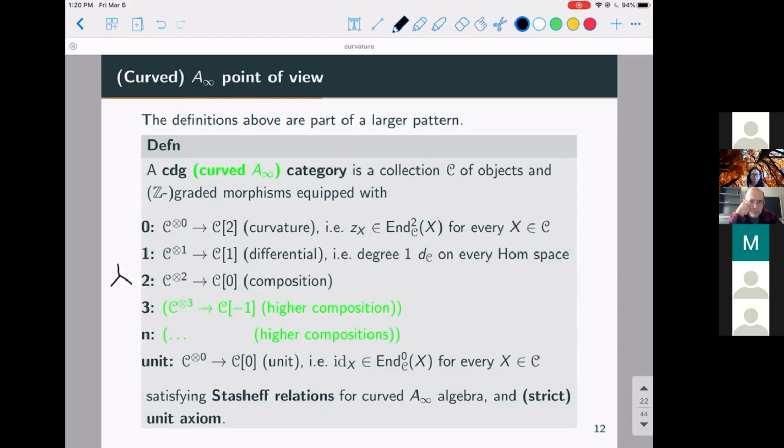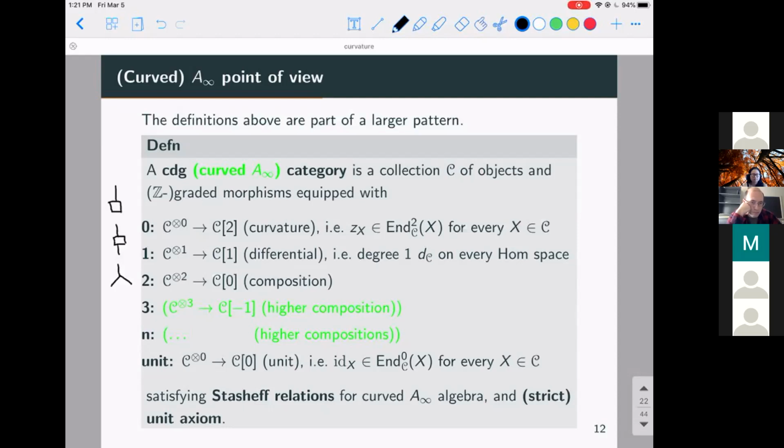The differential is a degree 1 morphism from C to C. Let me draw that like this. Okay. And so if you follow this pattern, the curvature is a degree 2 morphism from C to the 0 to C. Now, it's a little bit unclear maybe what C to the 0 should be, but if you think about how the unit works, you realize that this should be exactly what I said before. It's a special endomorphism of degree 2 associated to each object in your category.